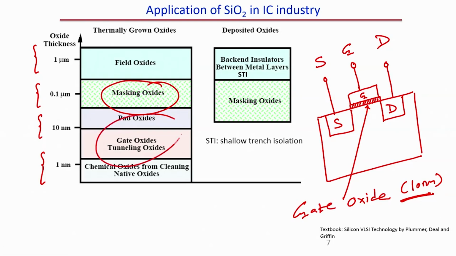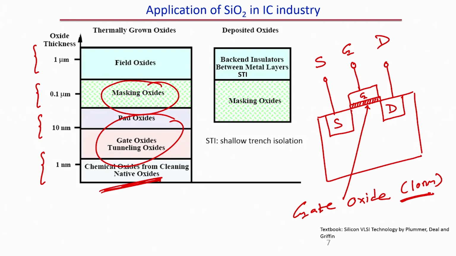So, again you can use it as gate oxide or tunneling oxide depending on the thickness of silicon dioxide. Then we can also have chemical oxide from cleaning native oxides, right. Now, deposited oxides can also be used as back end insulator materials between metal layers, and can also be used as masking oxide, right.